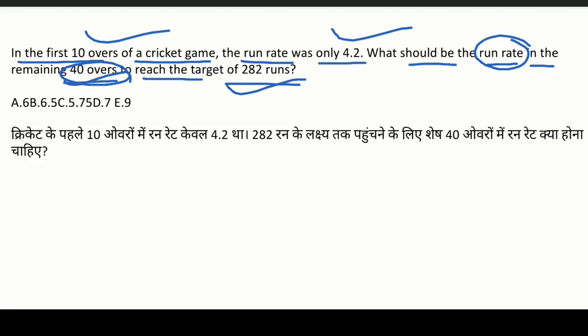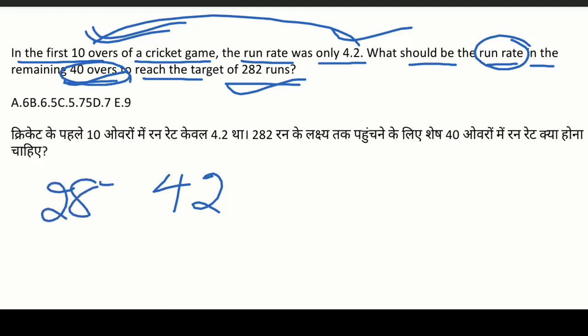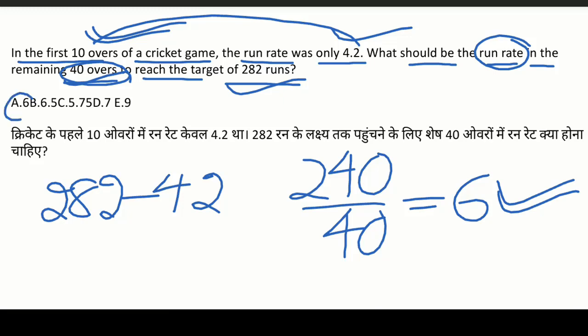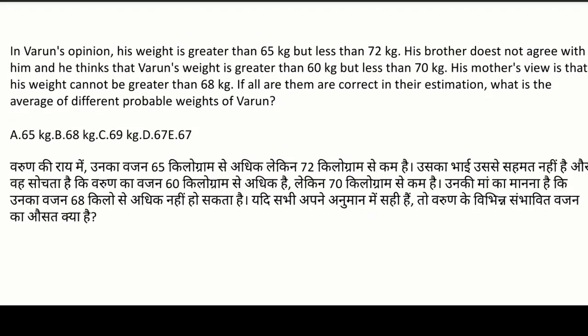So the runs in 10 overs, 4.2 into 10, that's equal to 42. 282 minus 42, which is equal to 240, divided by 40, that's equal to 6. So a run rate of 6 is required to reach the target of 282 runs, which is in option A. So option A is the correct answer over here. Moving on to the next question.